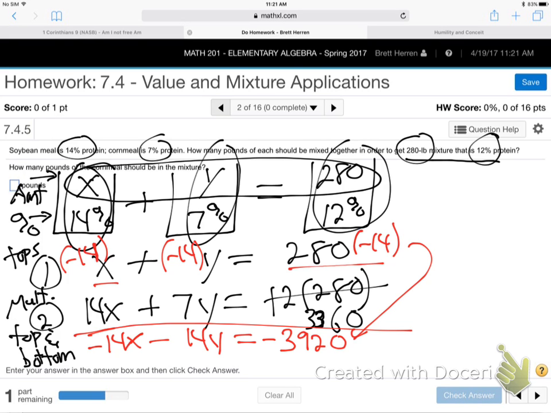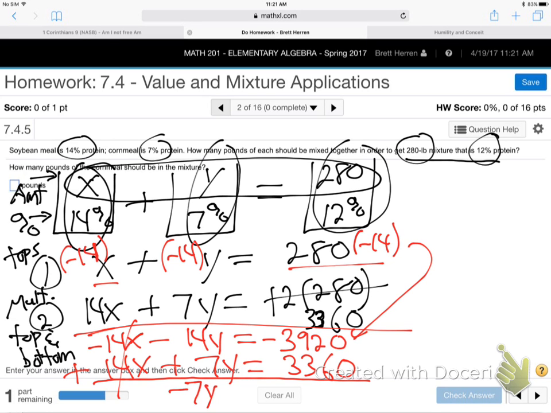Let's see where we're at there. And then the second one, you just write it down like we always do. Everybody good to there? And then we add them up. The x's cancel. Minus 7y and negative 560. 560, thank you.